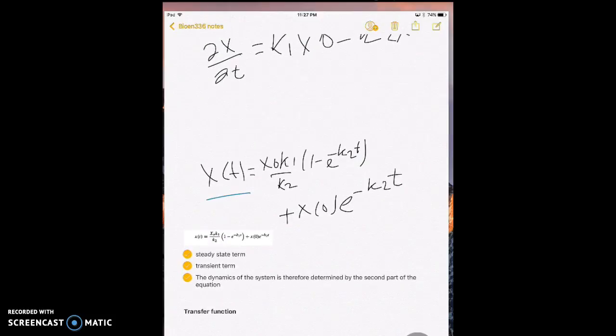As you see, the first part of the solution is called a steady state term, and the second part is a transient term. We're interested in how the system is returned back to the steady state solution. So we're interested in the second part, which determines the dynamics of the system. Therefore, K2 is negative, so as t increases, the system asymptotically reaches the steady state. So we can conclude that the system is stable.